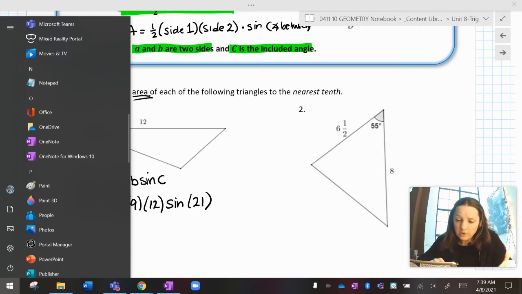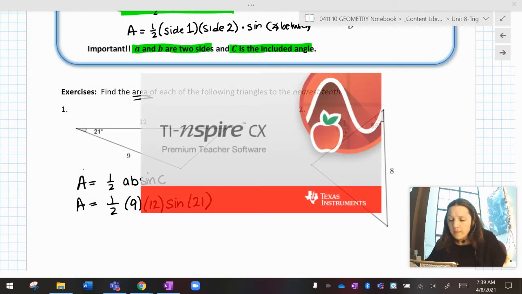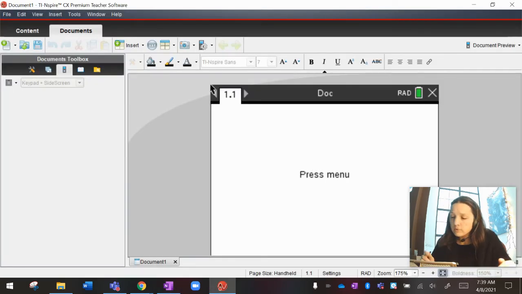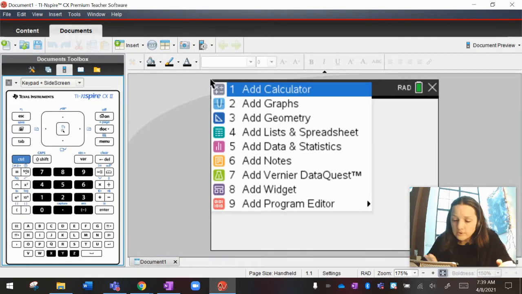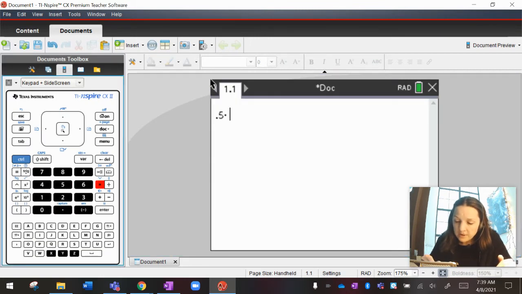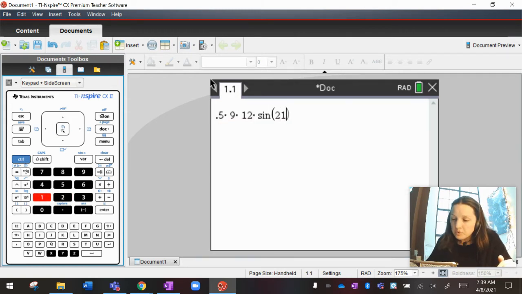And then I'm just going to throw it into the calculator. So the area of this triangle is 1/2 times 9 times 12 times the sine of 21. As soon as my calculator decides to load. I thought if I sang a song, it would go faster. Oh, there we go. All right, so I am going to add a calculator page here and do 0.5 times 9 times 12 times the sine of the angle in between, which is 21.